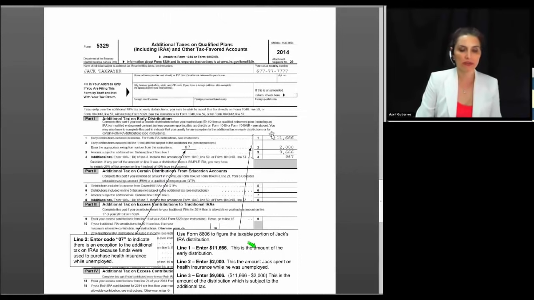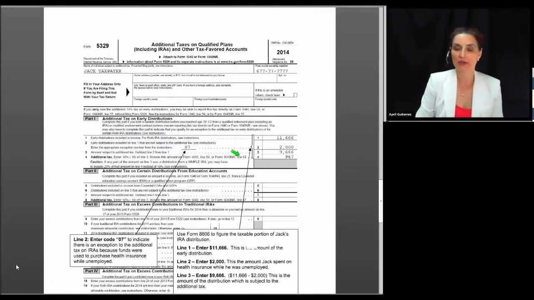So we go over to the 5329 and we enter $11,666 as the amount of early distribution that could be subjected to the penalty. Is he eligible for any exceptions to the penalty? And the answer is yes. He's eligible for an exception to the extent money was spent on that health insurance while he was unemployed. So we're going to enter exception code 7, $2,000 on line 2, and that's going to reduce the amount of taxable distribution that's going to be subjected to the penalty down from $11,666 to $9,666. We multiply that number, $9,666, by 10%, and we get $967.